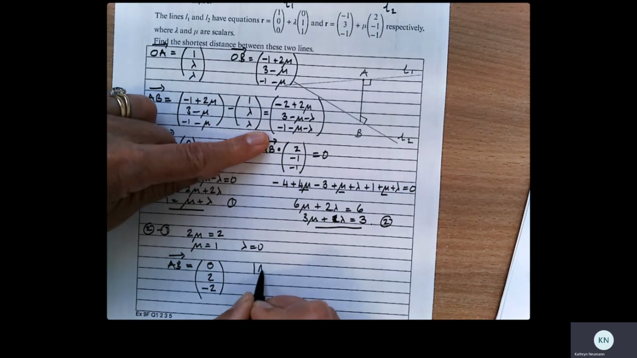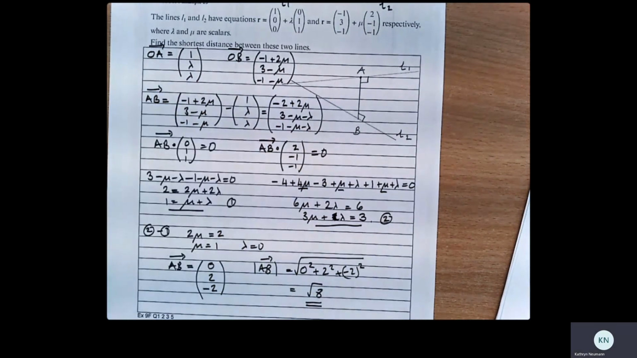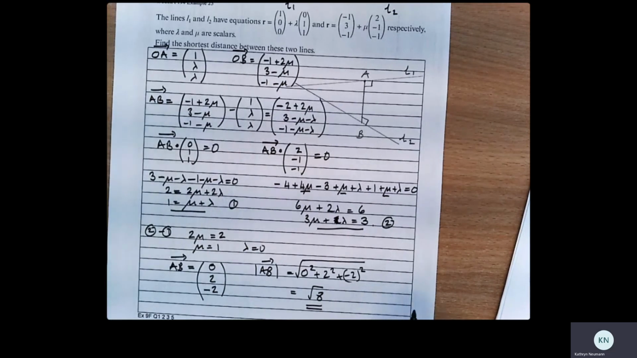The modulus of AB, because it asks for the shortest distance, is going to be 0 squared plus 2 squared plus -2 squared, square rooted, which is the square root of 8. And that's how you find the shortest distance between 2 skew lines.